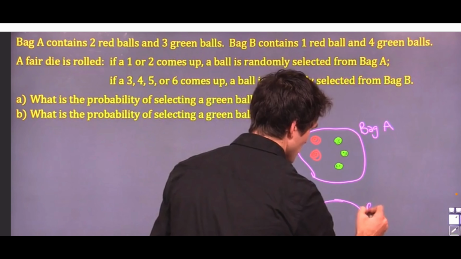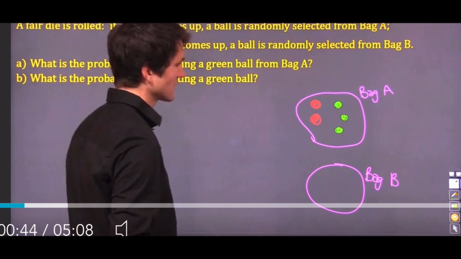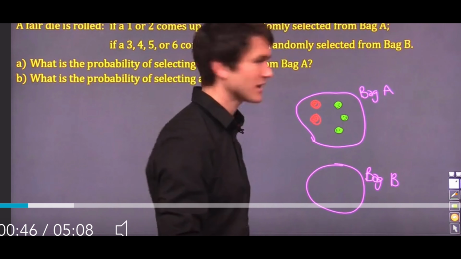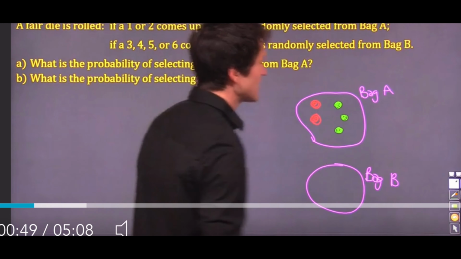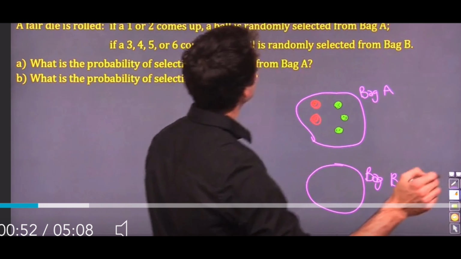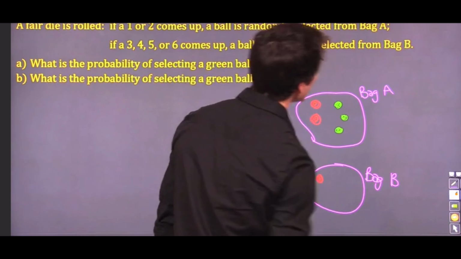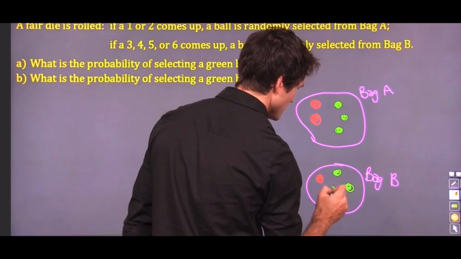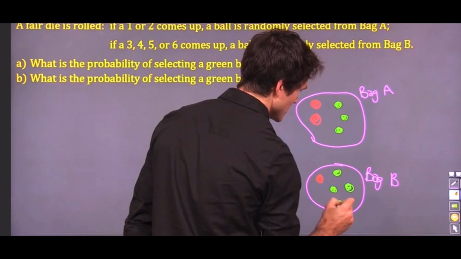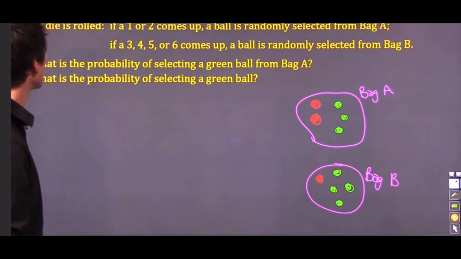Here's bag B. Very obscure abstract bags. They're actually art masterpieces. And so bag B contains 1 red ball and 4 green balls. Kind of Christmassy time, maybe. You got the red and green together. It's kind of nice. Okay, so we got our 2 bags there. That's good for conceptual understanding.